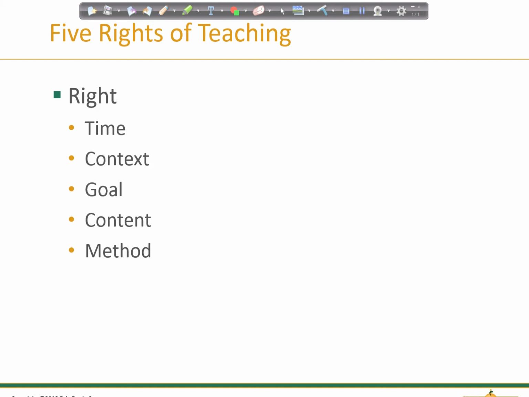The right context. So is the environment quiet, free of distractions? Is it private? Is the environment soothing or stimulating, depending on the desired effect?